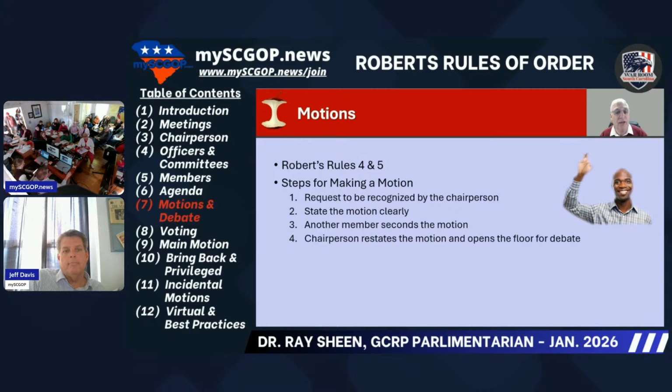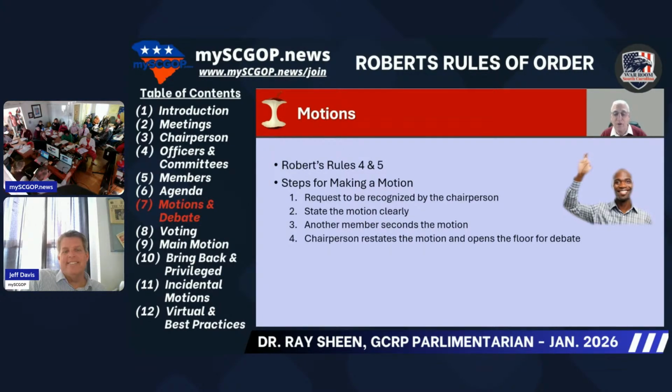The third step is for another member of the assembly to second the motion. This is done by the other member stating, "I second the motion," or "second." A second indicates that at least one other person wants to consider the business described in the motion. Requiring a second is one of the ways that the assembly is protected from a cranky individual who is just trying to stir up trouble. If no one else cares enough to second the motion, the assembly does not need to spend time on it.